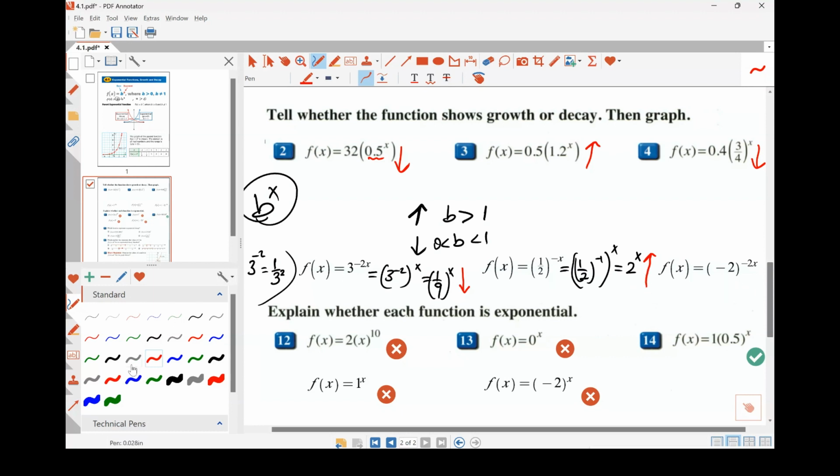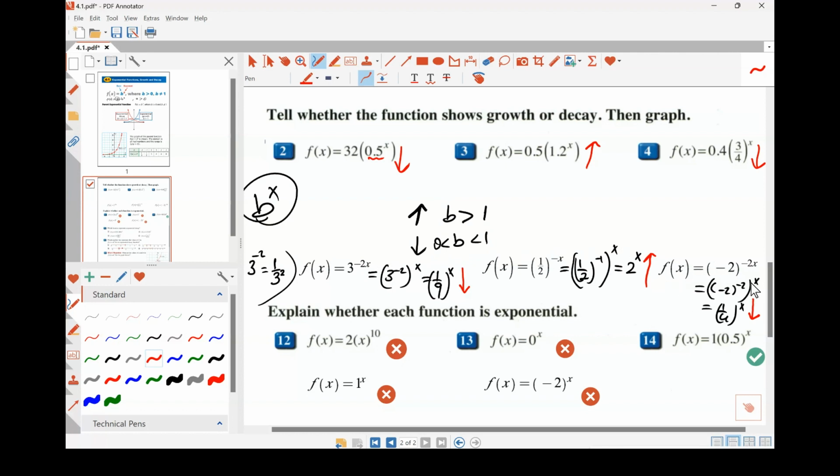And finally, I have a negative base. It looks like I have a negative base here, but I don't know because my exponent is not written in simplest form. So first I should rewrite it to simplify it. Negative 2 to the power of negative 2 raised to power x. Negative 2 to the negative 2 is 1 over 2 squared, which is 1 over 4. So 1 over 4 to the x. 1 over 4 is a number between 0 and 1, so that makes this function exponential decay. So you just have to simplify the function first if you have negative exponents.